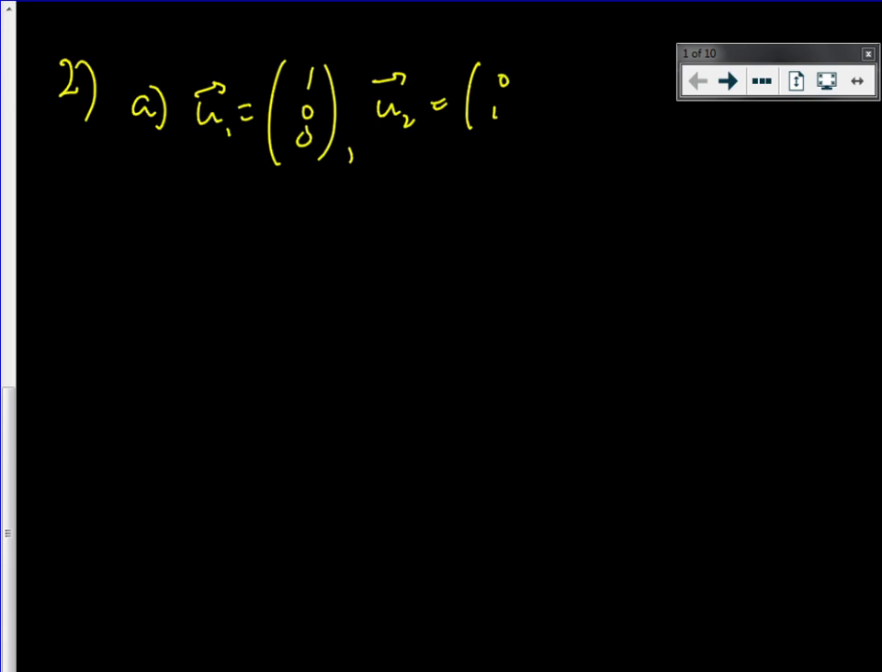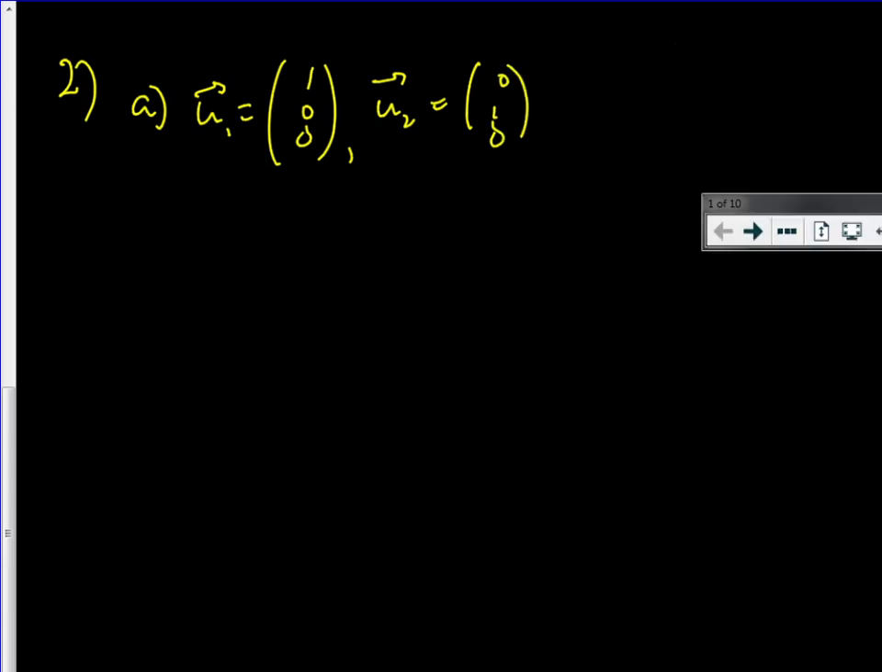Number 2. Let's see what's going on. They tell you that vector u1 is 1, 0, 0. Vector u2 is 0, 1, 0. And vector v is a, b, c, which is 6, 1, 3.